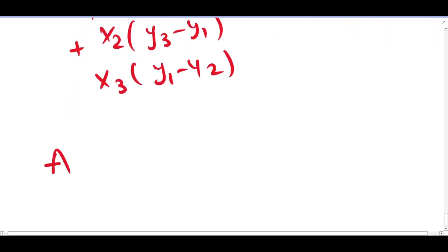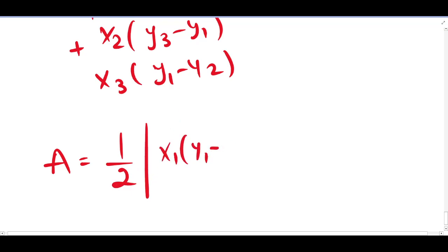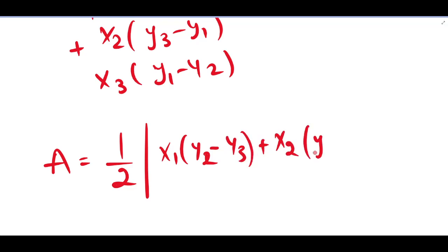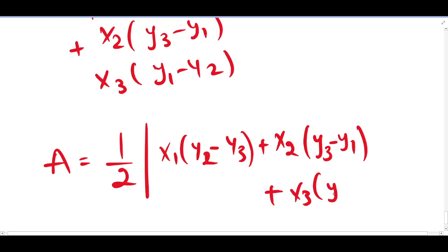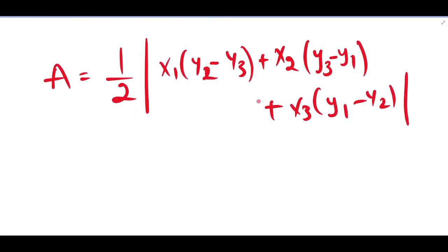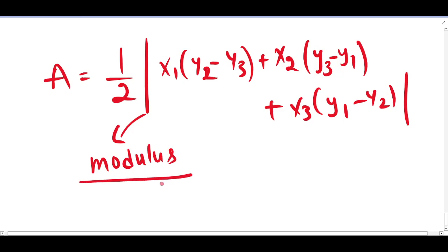So the area is given by half of x1 into y2 minus y3 plus x2 into y3 minus y1 plus x3 into y1 minus y2, and this is a modulus sign which represents that the area is always positive. Area is always positive.